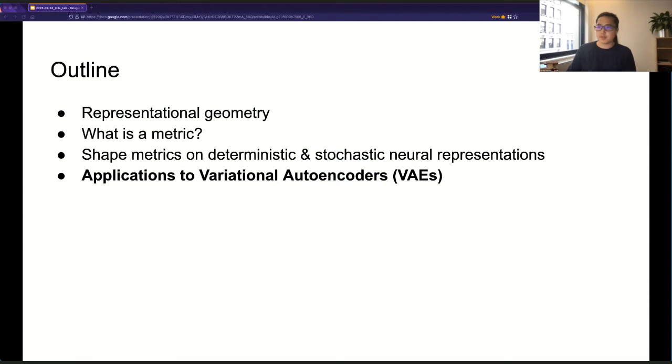So for the final part of my talk, I'm going to sort of validate and scale up, show how we can scale this new stochastic metric to thousands of networks. And I'm going to be applying that to variational autoencoders, or VAEs. I'm sure many in this room are actually very familiar with VAEs.